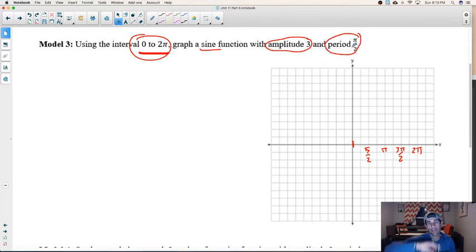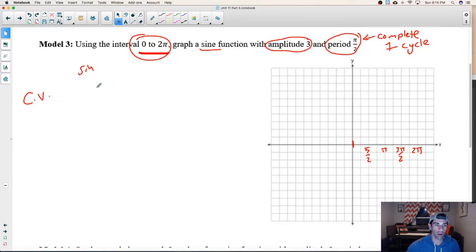So that means it has to complete one cycle right there. You have to complete one cycle between 0 and pi over 2. So that's for sine: up, down, finish, okay? So if we're going to go through that box up there, for a sine curve, our critical values are 0, 1, 0, -1, and 0.